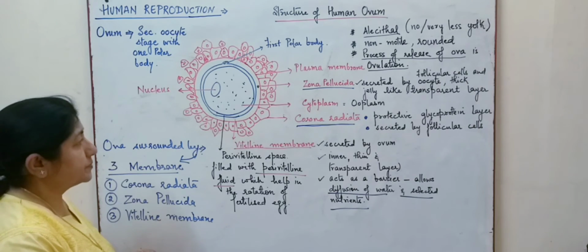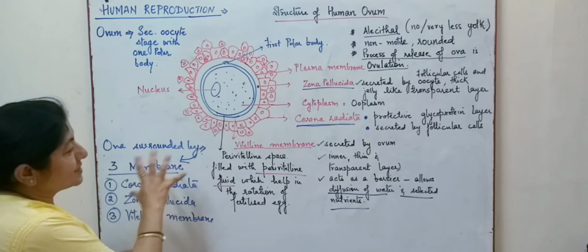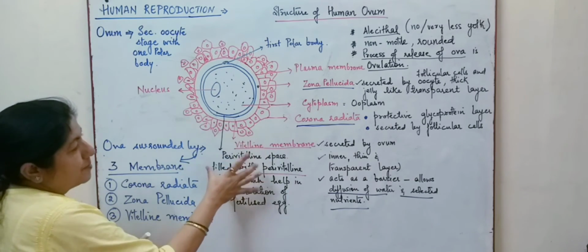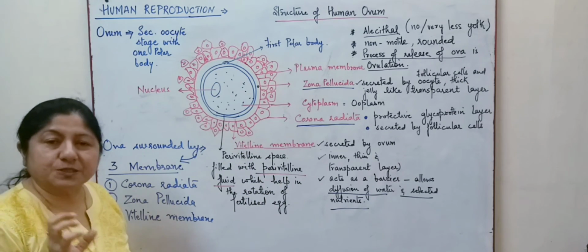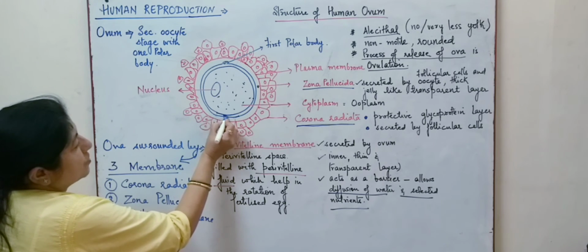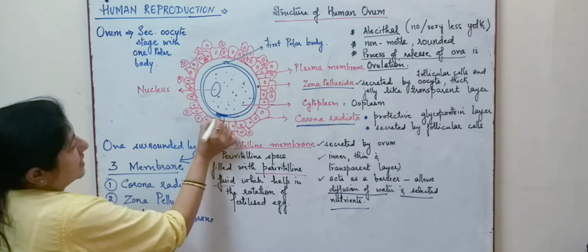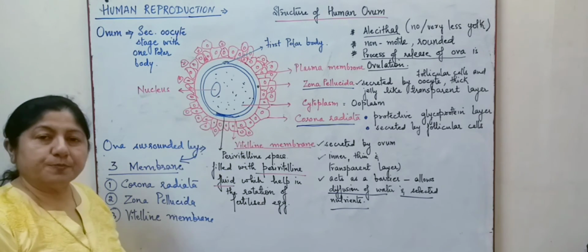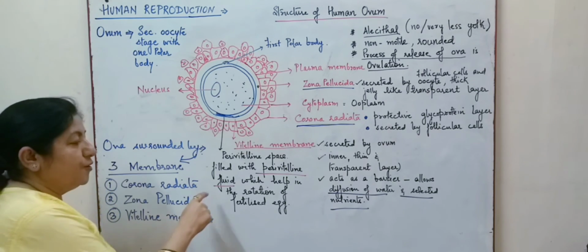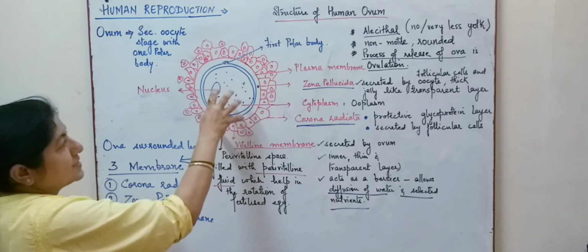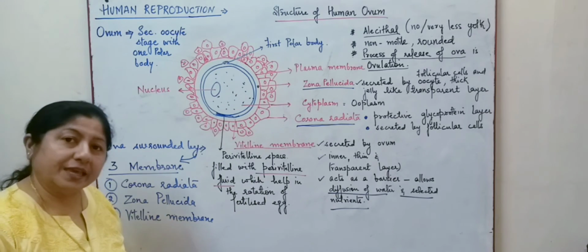so as to allow the egg to sustain over there. Now, besides these, inside the vitelline membrane there is a perivitelline space. So, as you can see over here, this is the perivitelline space. Now, this perivitelline space is filled with perivitelline fluid. It helps actually in the rotation of the egg.